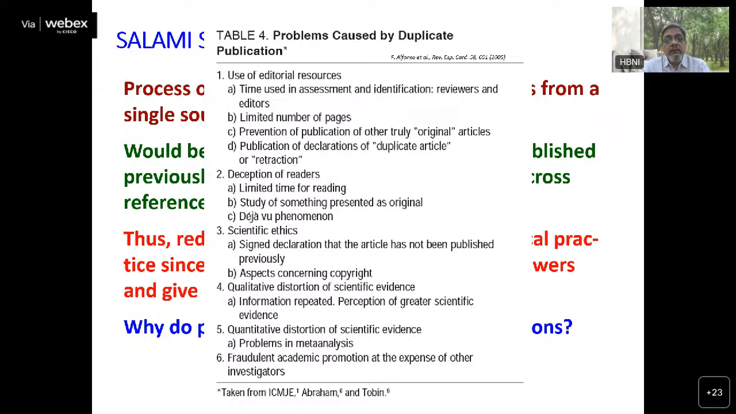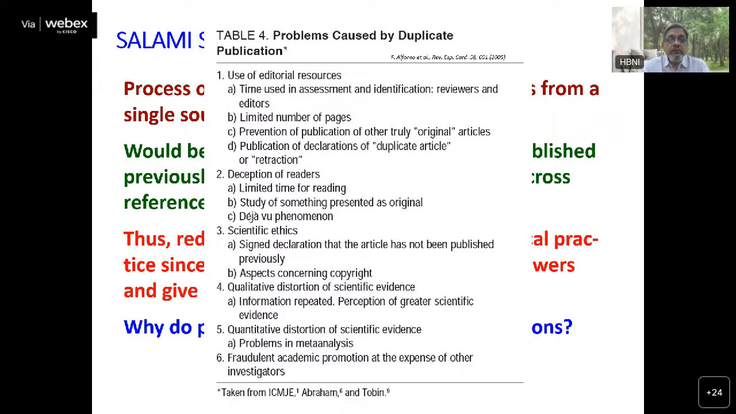Okay. And then another thing is that you have a qualitative distortion of scientific evidence, because the information is basically repeated, and there's a false perception that there is greater scientific evidence coming out. Okay. And then there's also a quantitative distortion, because whenever you publish a paper in a journal, the journal keeps track of how many people are downloading it, how many people are reading it, how many people are citing this paper in their own papers which are written later. So this is all what is called metrics or meta-analysis. So now when you do a meta-analysis on a redundant paper, it's all useless.